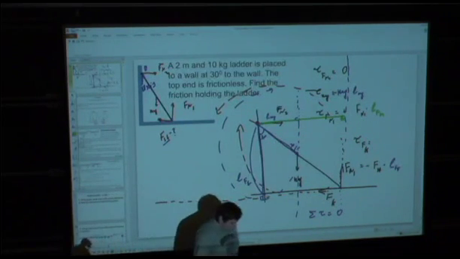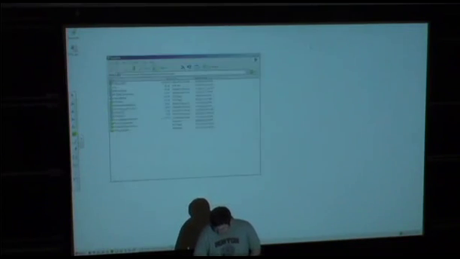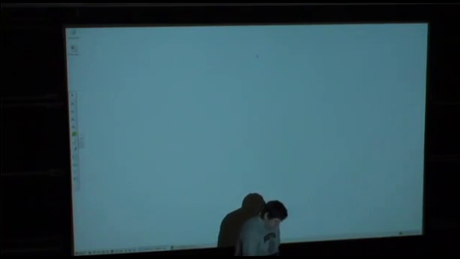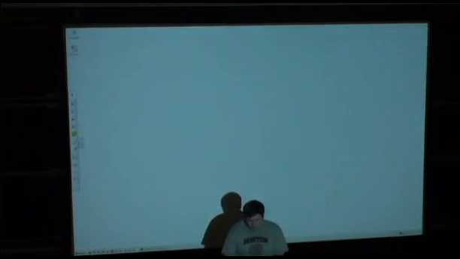How can you calculate the lever arm? Well, at this point you can't yet, because I have only one equation, which has two unknowns. So we need an additional equation. You have to write an additional equation.